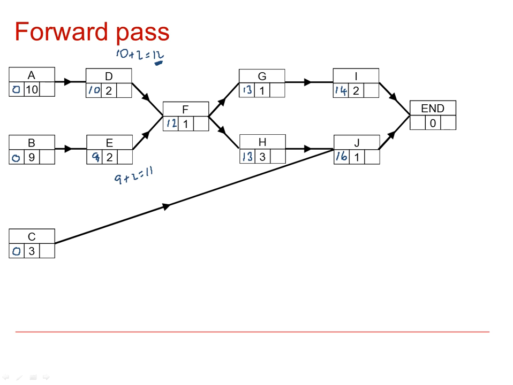Now working to the end point, from I, 14 plus 2 is 16, and 16 plus 1 is 17. Remember, we want the largest time because that's the earliest that we'll get to the end, so the earliest that we'll get to the end is 17.